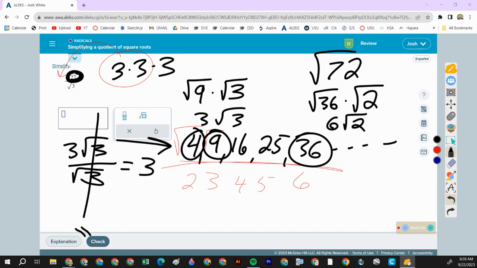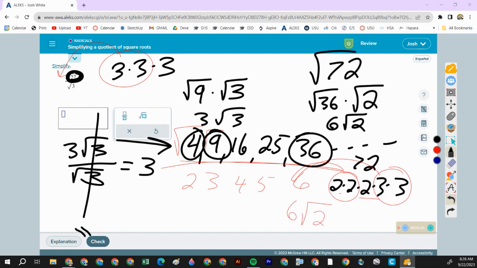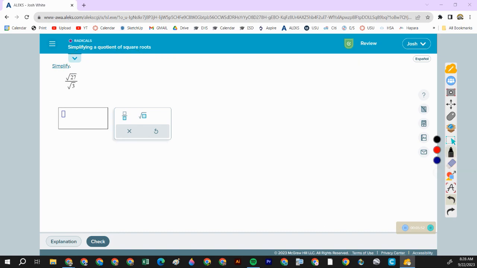6 root 2. Now, if we did it the other way, if we broke 72 down, we're going to get 2 times 2 times 2 times 3 times 3. That's 72. Right? Does it have any pairs? Has a set of 2's and a set of 3's. So what comes out? 2 times 3 is 6, and the 2 is left over. That makes sense? Okay.